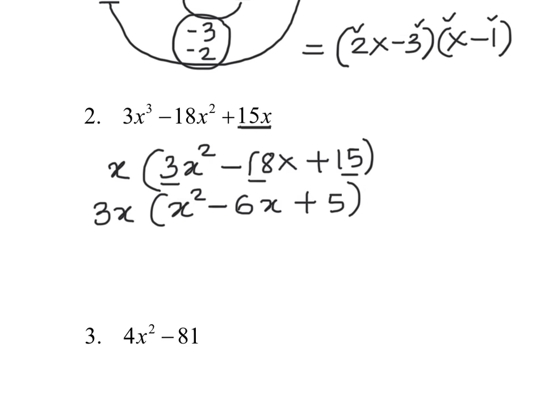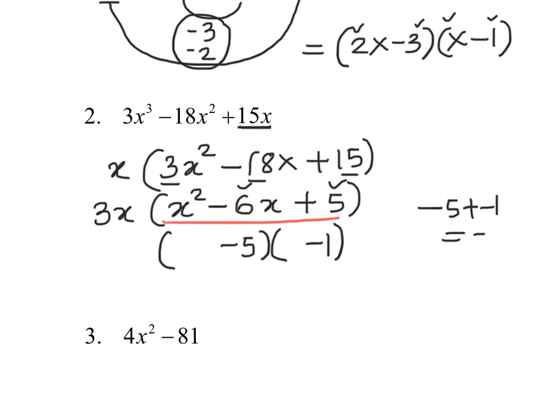Now you don't have to do this in 2 steps. You can go ahead and do it in 1 step. But sometimes students get confused, so I like to do the x's first and then the numbers. Now once I have done that, I know that this can be factored further. I'm trying to find the factors of 5 that add up to -6. Factors of 5 are -5 and -1. When I add them up, -5 plus -1 gives me a -6. So x minus 5 and x minus 1. And that is going to be my final answer.